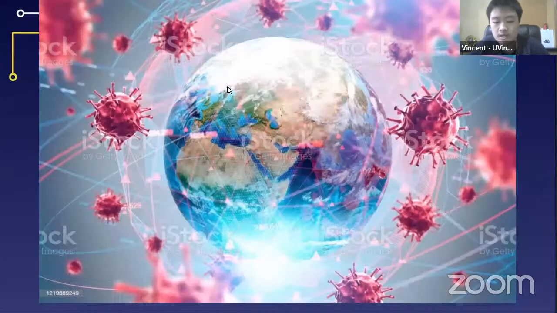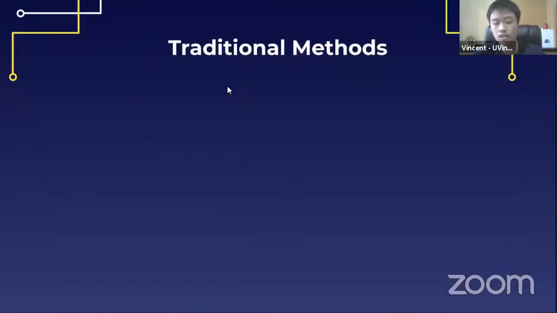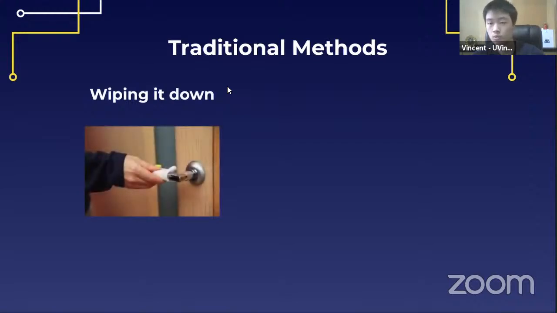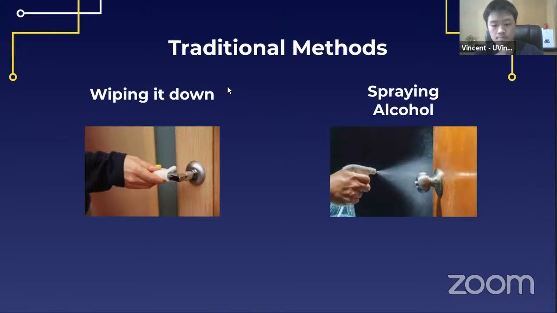During this pandemic, we must avoid contact with commonly touched surfaces to prevent getting infected by viruses or bacteria. One of the most commonly touched surfaces is door handles. So what are the ways to clean door handles? First, you could wipe them one by one, or you could spray alcohol on them. But with these methods, it's easy to forget, and you can damage door handles if they are often exposed to harsh chemicals.